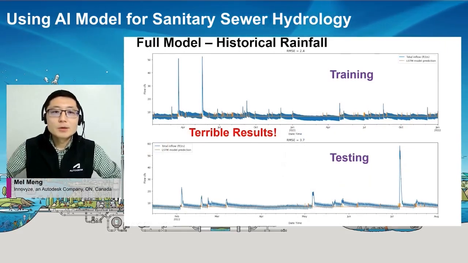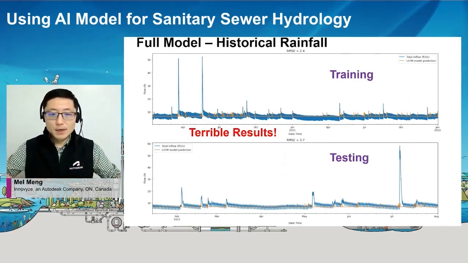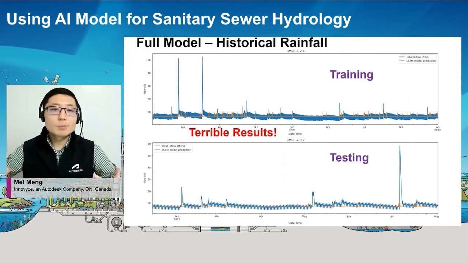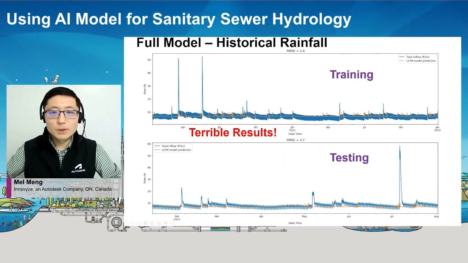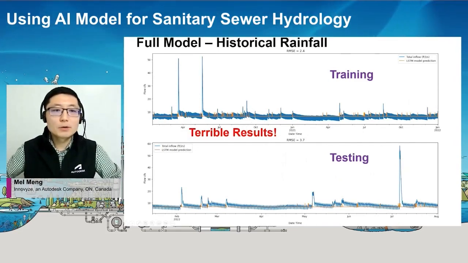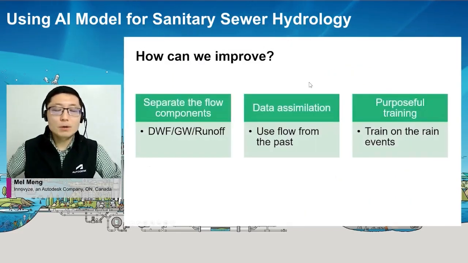Okay, so I was actually quite excited after doing that first test. So then I fed my model with all the hydrology parameters turned on, but I was quite disappointed. As you can see, the blue line is the observed data, and the orange line is the AI simulated results. I mean, it's basically a flat line. The model failed to learn at all from this. The results are really bad. So how can we improve this?